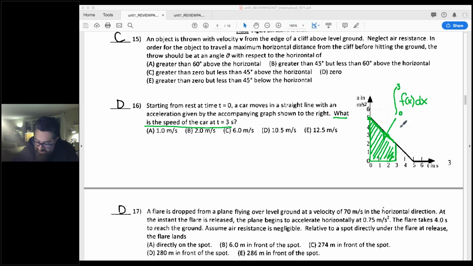Nonetheless, now I'm going to do this again, except I'm going to analyze this as two separate shapes. I've got the red triangle on the top.